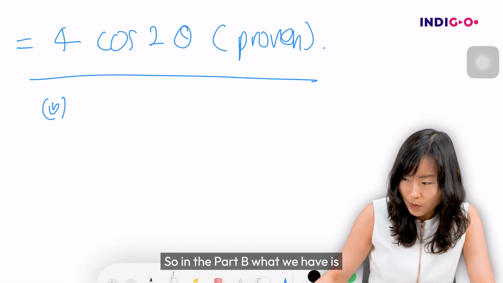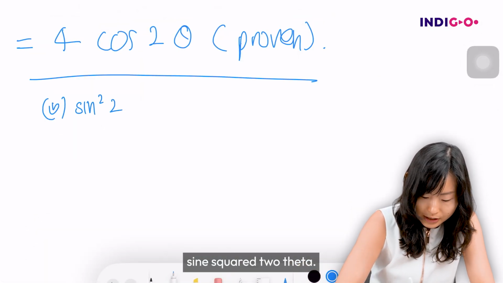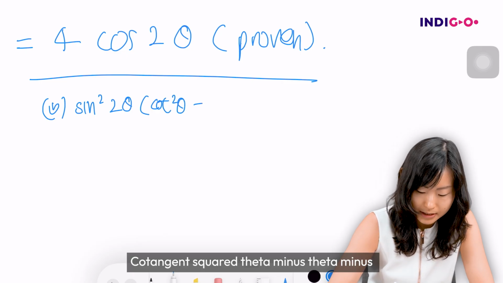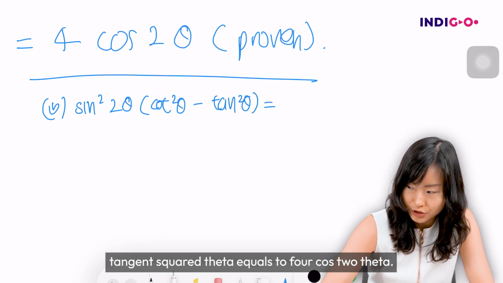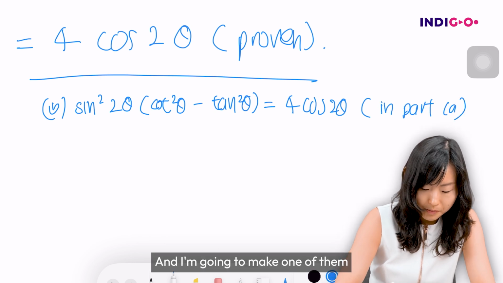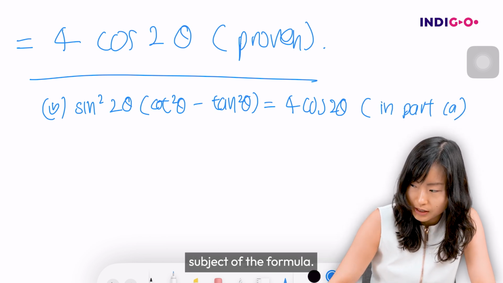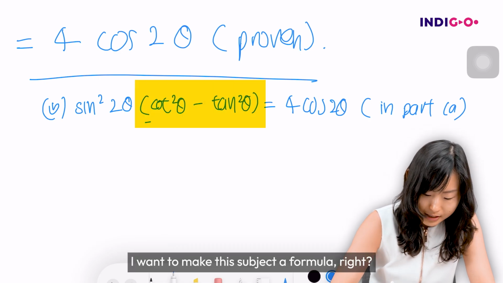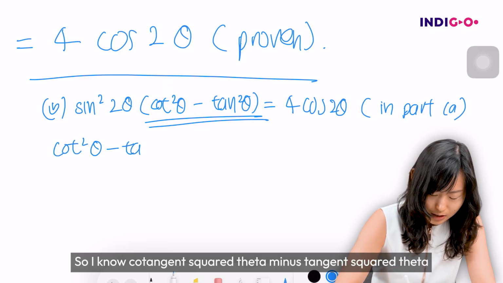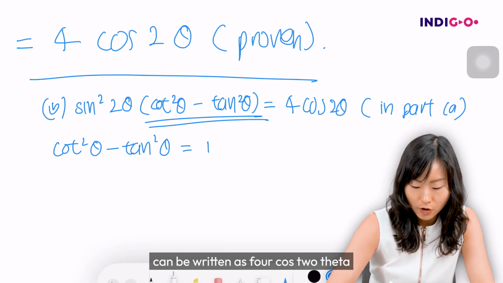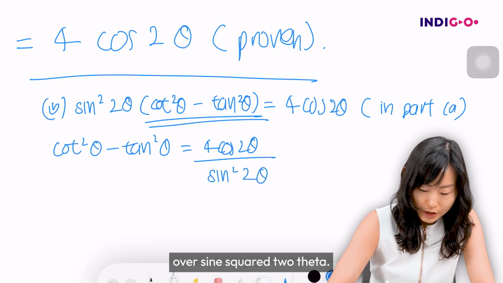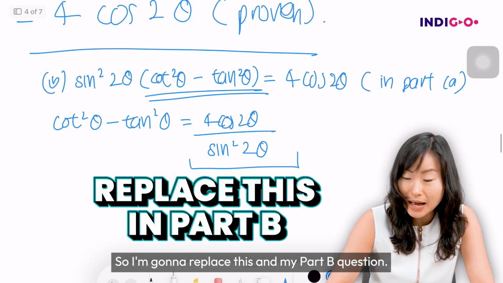So in part B, what we have is sine square 2 theta. I'm just copying the question first so I don't need to keep scrolling up and down. Cotangent square theta minus tangent square theta equals 4 cos 2 theta. This is what I've shown in part A. And I'm going to make one of them subject of the formula. So I know cotangent square theta minus tangent square theta can be written as 4 cos 2 theta over sine square 2 theta. So I'm going to replace this in my part B question.